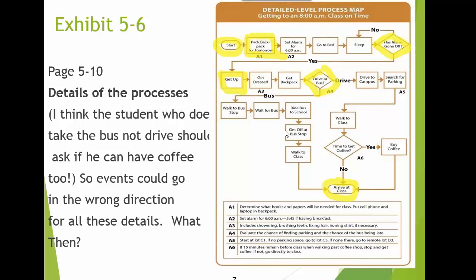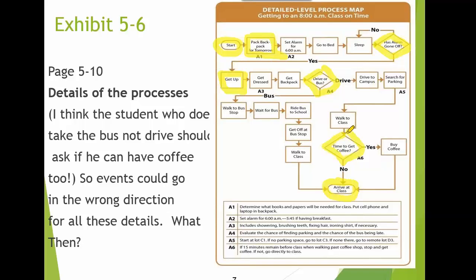Okay, so that's pretty easy. Continuing on here, what we see is if we drive to campus, we search for parking, we walk to class, and then the decision tree is, do we have time to get the coffee?